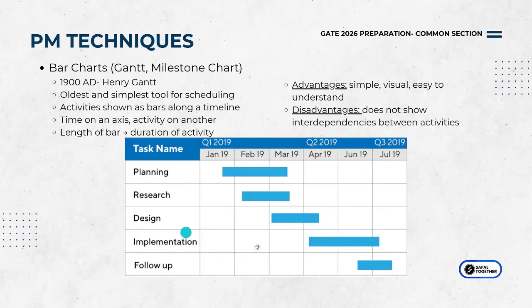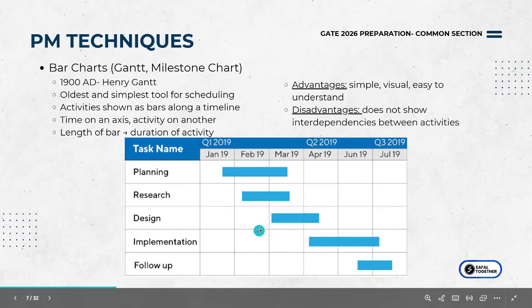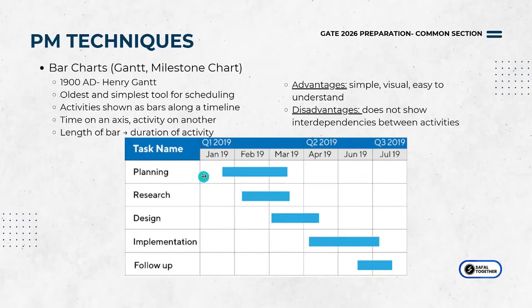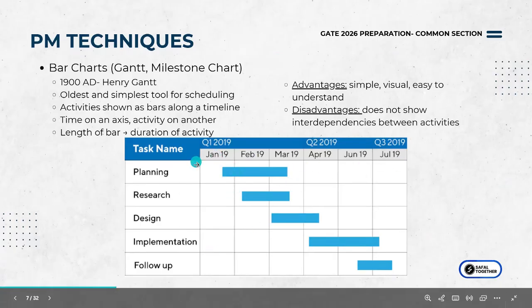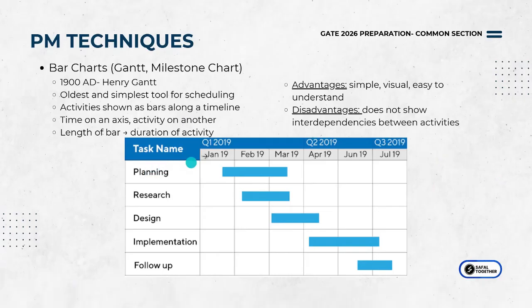So this is an example of a typical bar chart or a Gantt chart. It was invented in 1900 AD by Henry Gantt, and it's a very simple tool. It's one of the oldest tools. You basically show the activities as bars. That's the logic, okay? And you have a timeline associated with it. So you know how in math you have an X and a Y axis, right? You have a task and you have the particular timeline on one of the axes. It could be reversed, but usually we represent all of this horizontally.